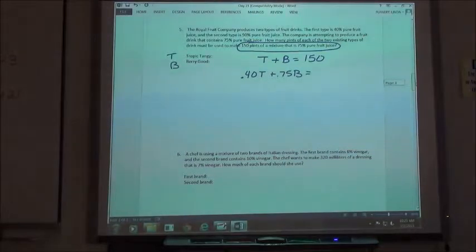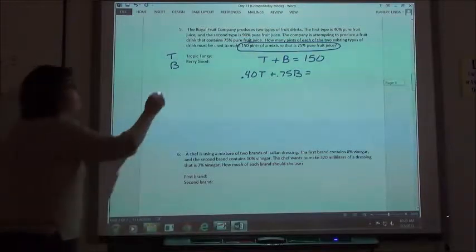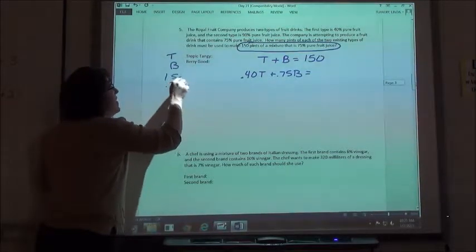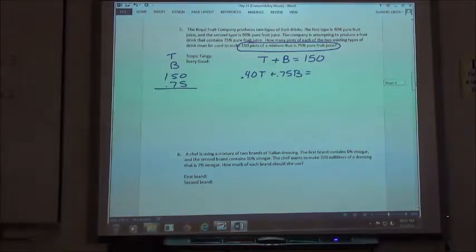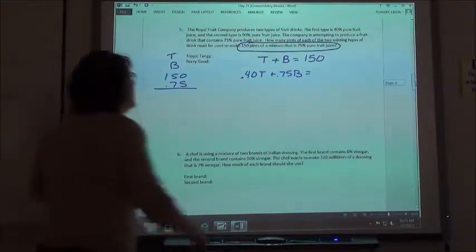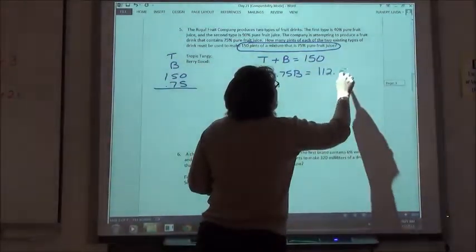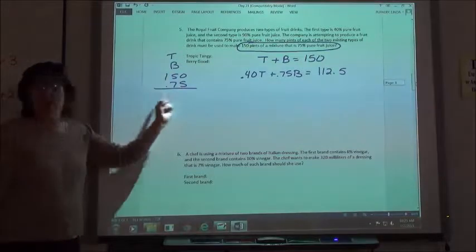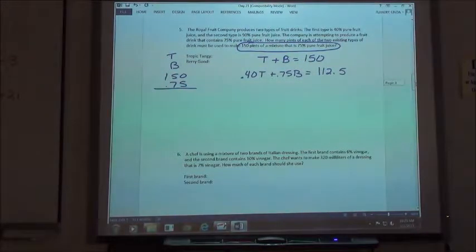We have 150 pints, that is 75% juice. So we have to figure out what is 75% of 150. So 0.75 times 150 is 112.5. So this is going to be 112.5 because it's the amount of pure juice that we have. The rest is probably water and sugar and some other additives.